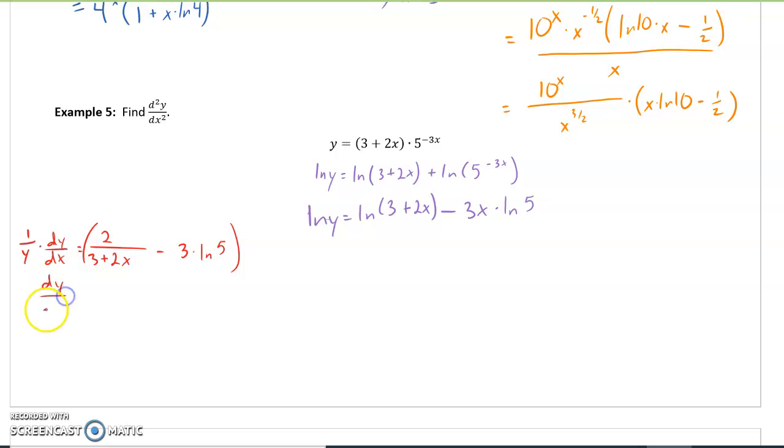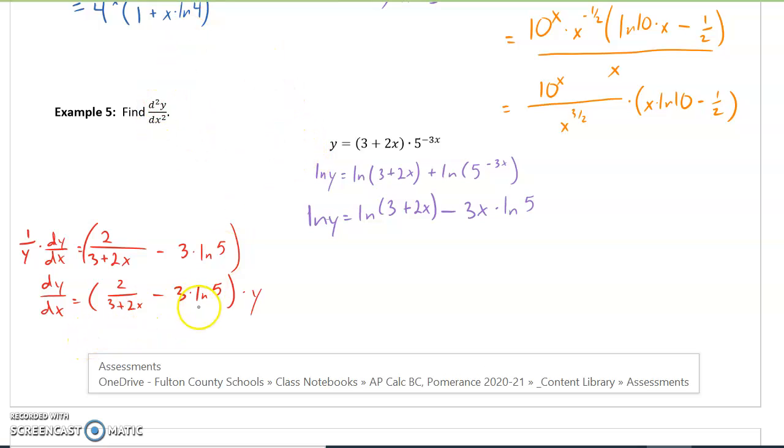and then when we solve this for dy dx, we'll multiply this by y. Now it's certainly okay to write that y as this original thing, but I think I'm going to hold off on that because I'm not done with this problem. I have to take the second derivative. We have to take the derivative of this derivative. So I'm going to go ahead and take the derivative in this current form. We'll see where that takes us.